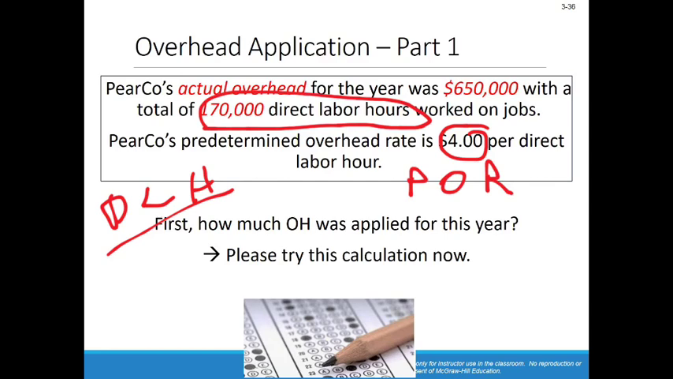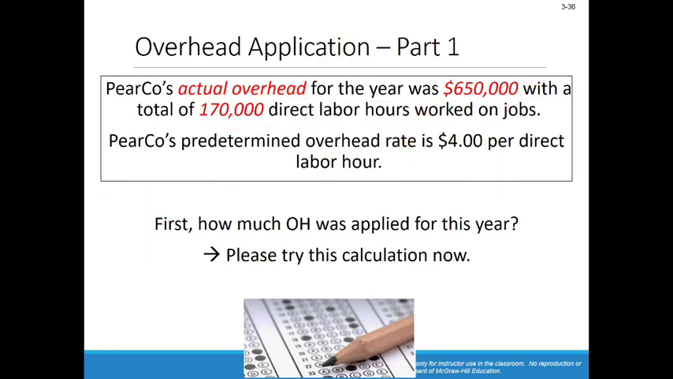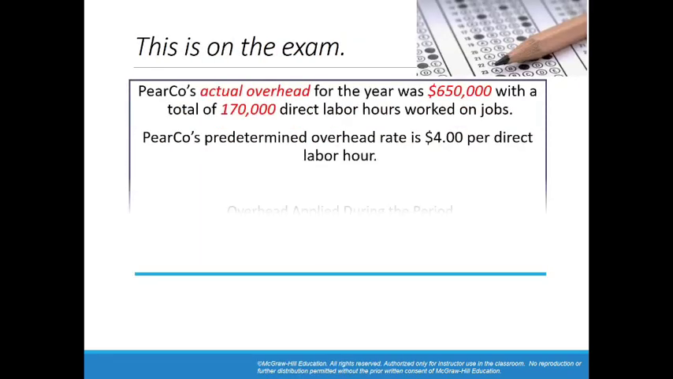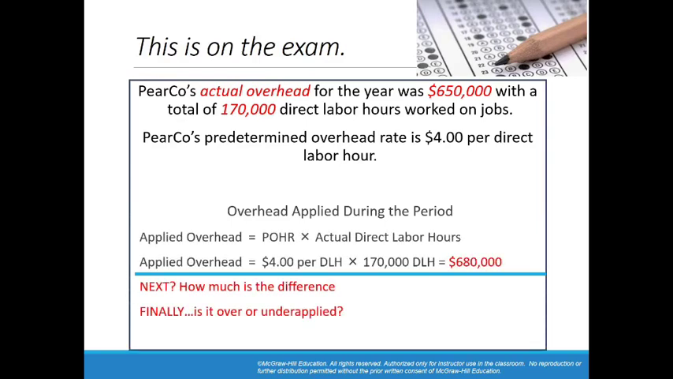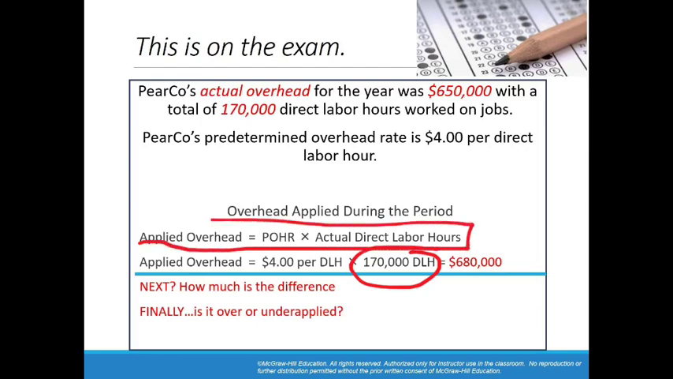So what we need to do is take the 4 times the 170,000 hours, compare that to this, and see if we're over or if we're under. So let's go to the next slide and see what happens. What we find is that if we take the 170,000 actual hours, remember this is the formula, the way to apply overhead, and multiply it times the $4 rate, the POHR or POR, that's given to us, then we'll find that we applied 680.